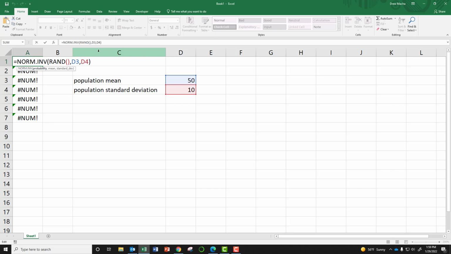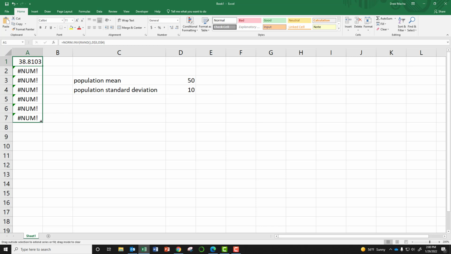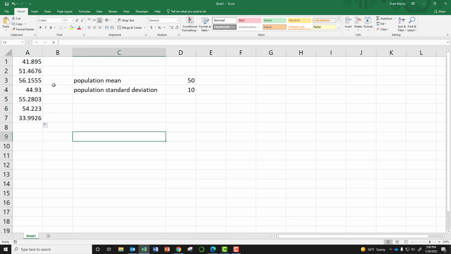So let me show you how to fix that. I can go over to here where it says D3, and I'm going to put a $ sign in front of the 3, so it will lock in that cell reference to row 3, and a $ sign in front of the 4, so it will lock in that cell reference to row 4. Click enter. And now again, I'm going to select cell A1 and then click on the bottom right corner, hold it down, drag it down through 7 numbers. And now I have 7 random numbers that follow a normal probability distribution.